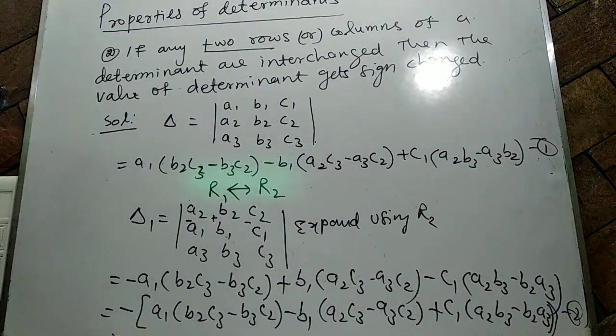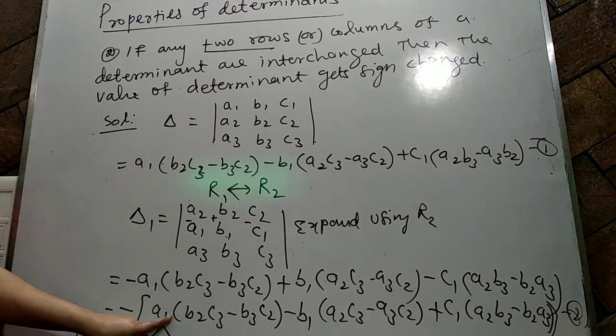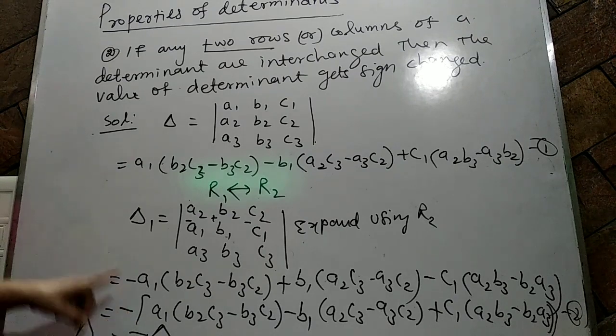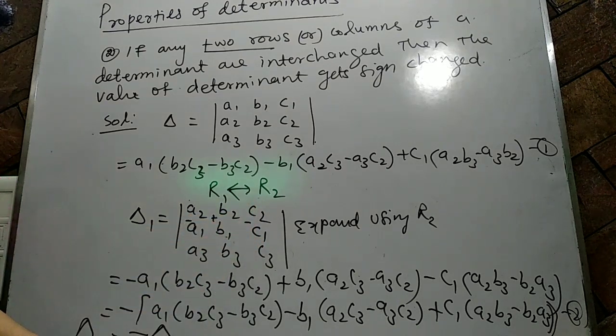Now see, delta 1 is equal to minus delta. Delta 1 equal to minus delta. So what property is saying: if we interchange any two rows or any two columns, then the value of determinant gets sign changed.